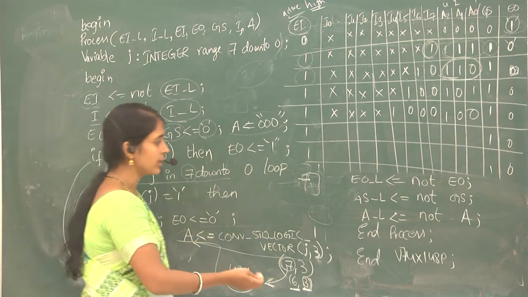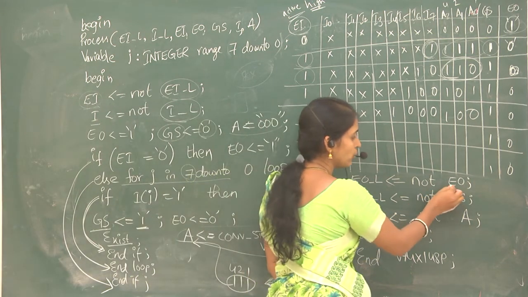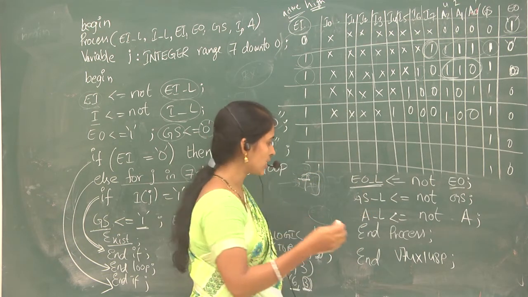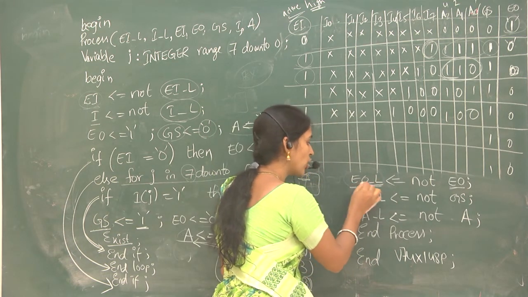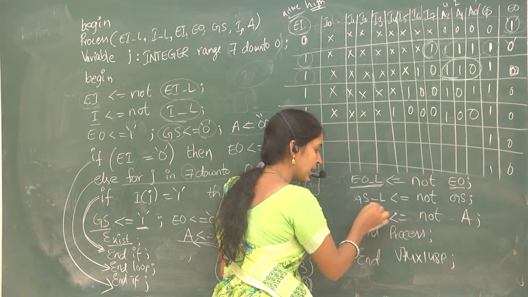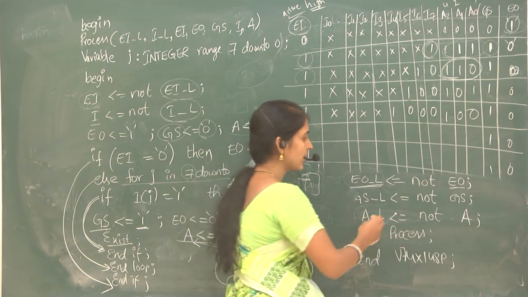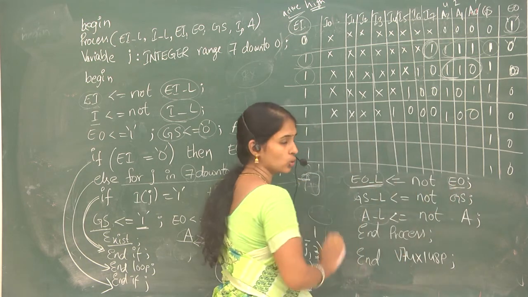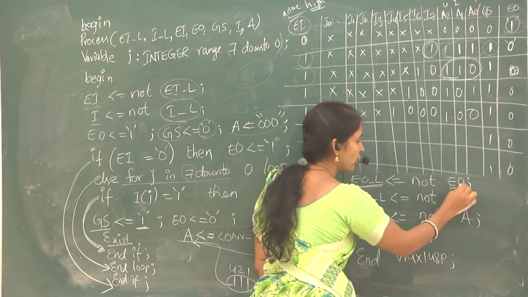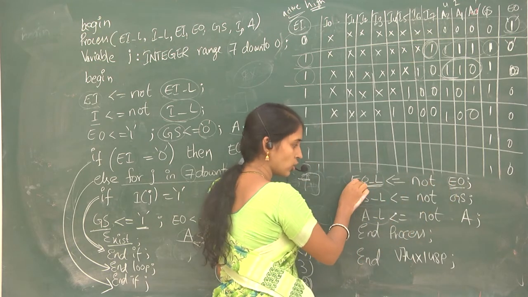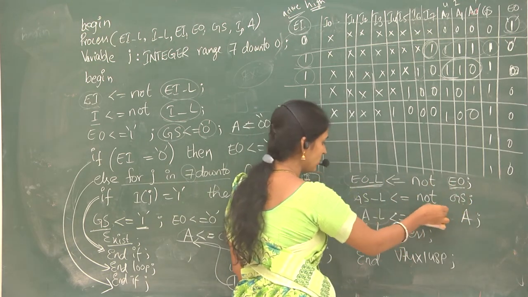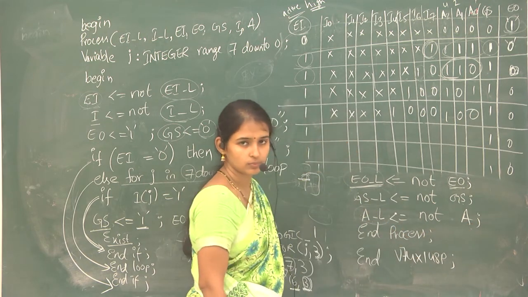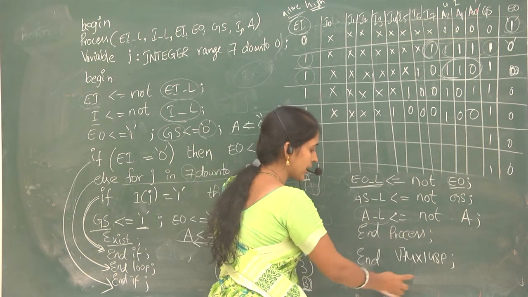Now again see here, as your IC outputs are available in active low, in the entity declaration you have mentioned your E0 of L, G0 of L and A of L. So that's why you are converting your active high signals again to active low. So not of E0 will be assigned to E0 of L, not of GS will be assigned to GS of L, and not of A will be assigned to A of L. Okay, end process and end behavior.